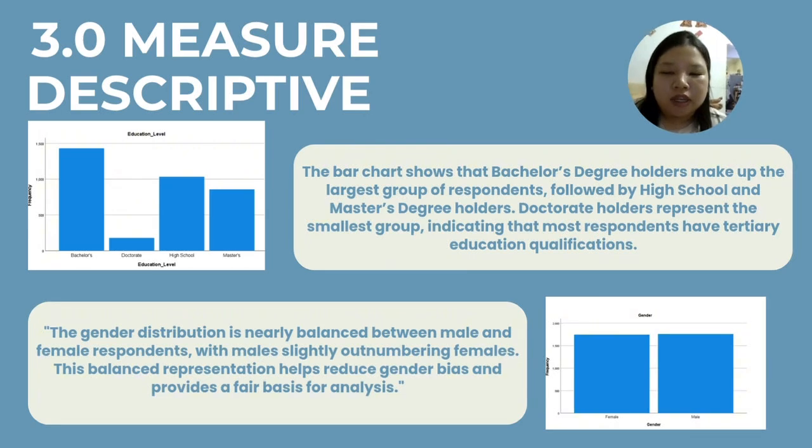And the last one is gender. The gender distribution is nearly balanced between male and female respondents, with males slightly outnumbering females. This balanced representation helps reduce gender bias and provide a fair basis for analysis.